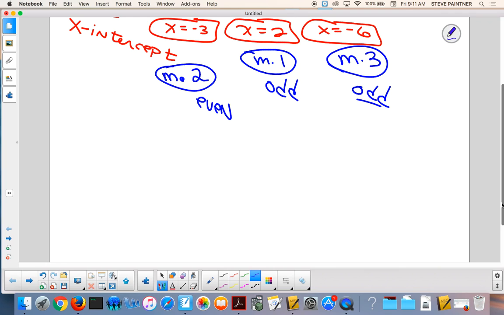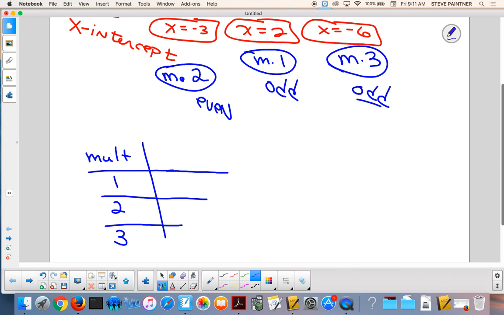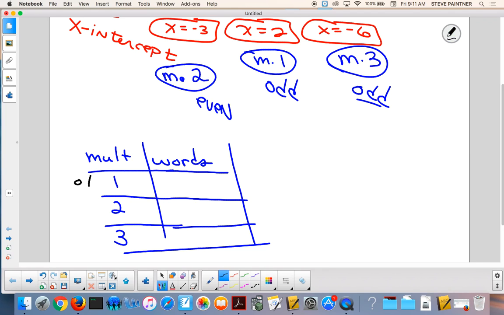All right. So the box says this: if the multiplicity is 1, 2, or 3. And then it says in words, what does that mean? Okay. You need to understand this. If you have an odd multiplicity, this is odd, this one's even, this one's odd. Odd multiplicity just means this.